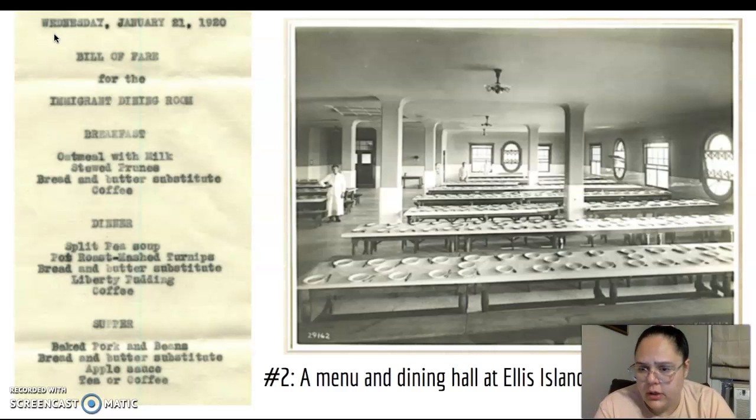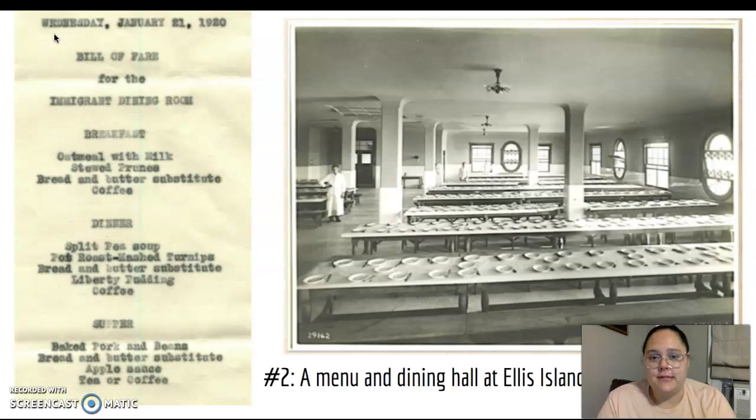Breakfast: oatmeal with milk, stewed prunes, bread and butter substitute, coffee. So substitute means it's an alternative. It's something different for it. So it was probably like some type of packaged fake bread and butter type deal. I'm not so sure. Dinner: split pea soup, pot roast, mashed turnips, bread and butter substitute, Liberty pudding, coffee. And then supper was baked pork and beans, bread and butter substitute, applesauce, and tea or coffee.